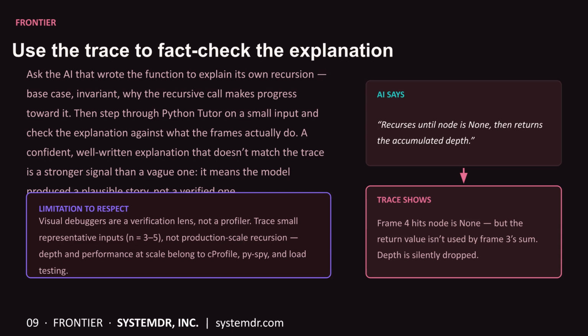The example here is concrete. The AI's explanation claims the function returns the accumulated depth, but the trace shows frame 4's return value never actually gets consumed by frame 3's sum. The depth is silently dropped. The explanation completely missed it. One necessary caveat, and it applies to everything in this session: this is a verification technique for small representative inputs. It is not a substitute for profiling or load testing at production scale.